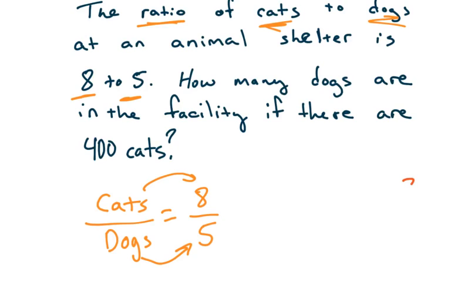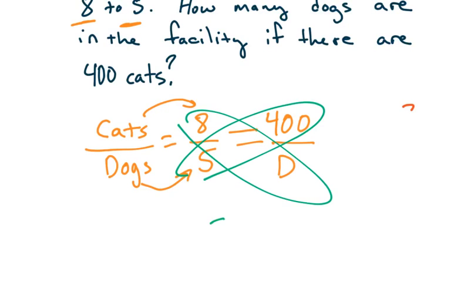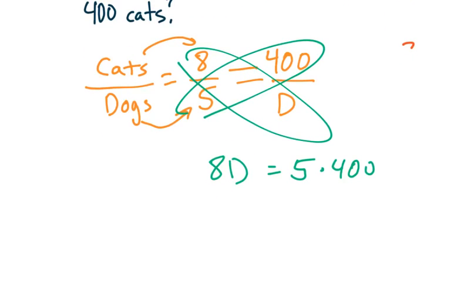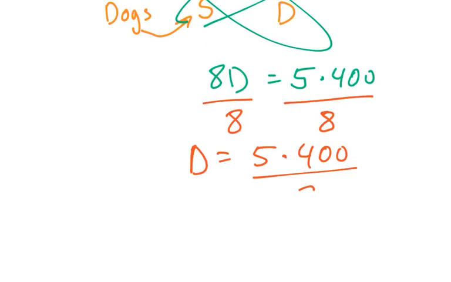How many dogs are in the facility? So I'm going to put D for dogs in the facility if there are 400 cats. And we have 400 here. Once you set it up, we know how to cross multiply. We're going to multiply this and this together. We get 8D equals 5 times 400. Again, I'm not going to multiply 5 times 400. That's not difficult to do. I know that's 2,000, but I think it makes a whole lot more sense to leave it as such. And hopefully you know why: 8 goes into 40 5 times, so we are left with 5 times 50, which is 250. And there's our answer.